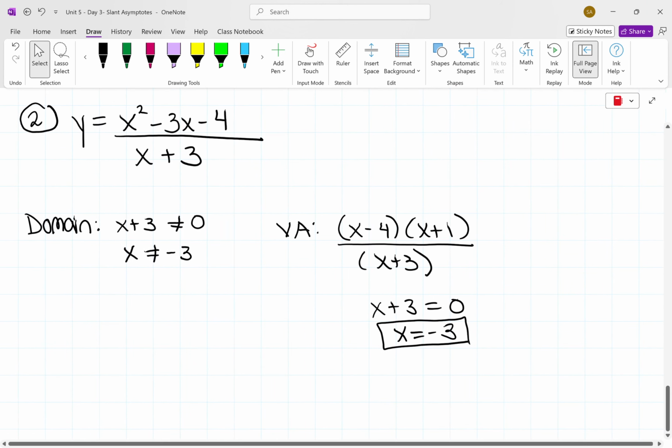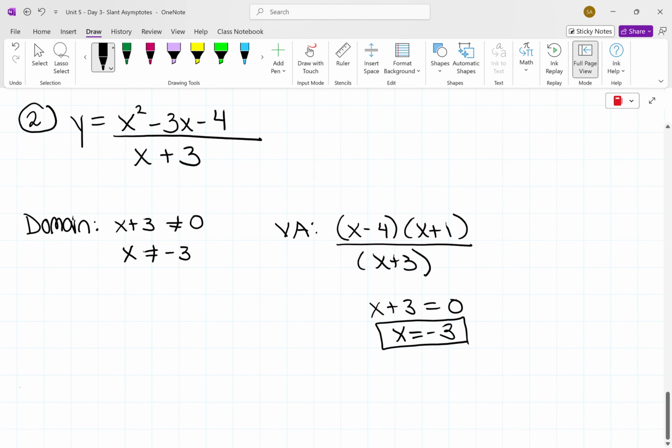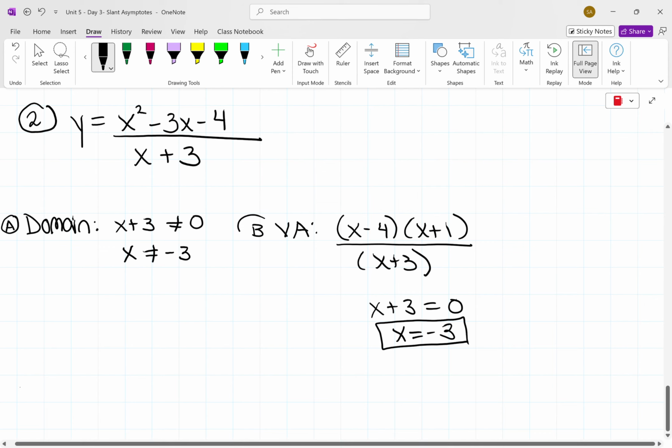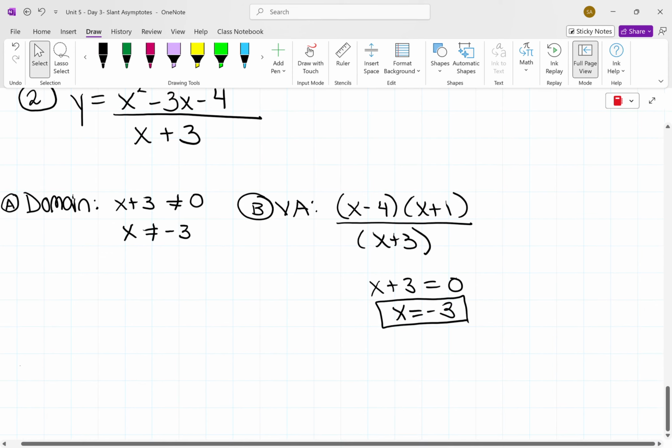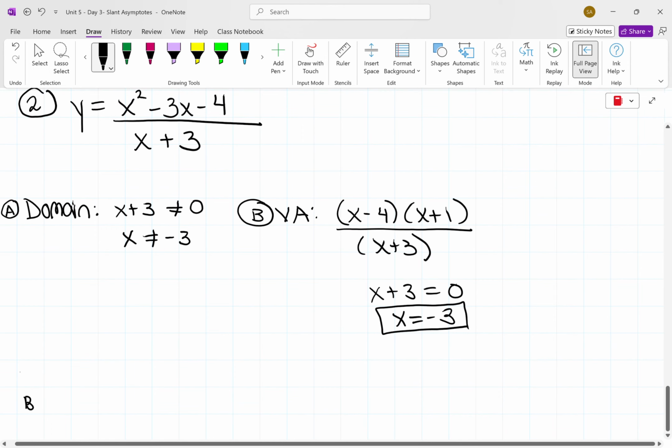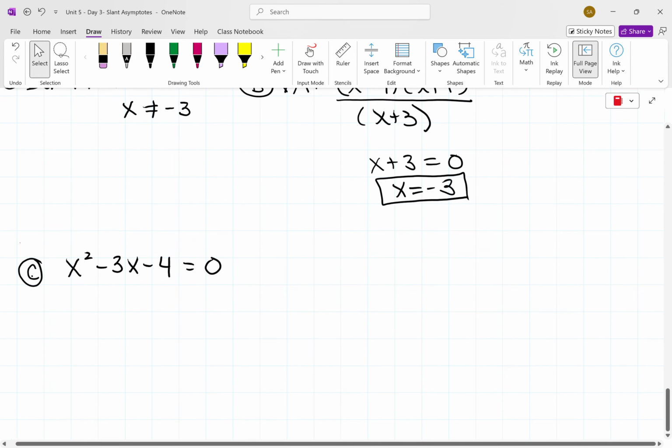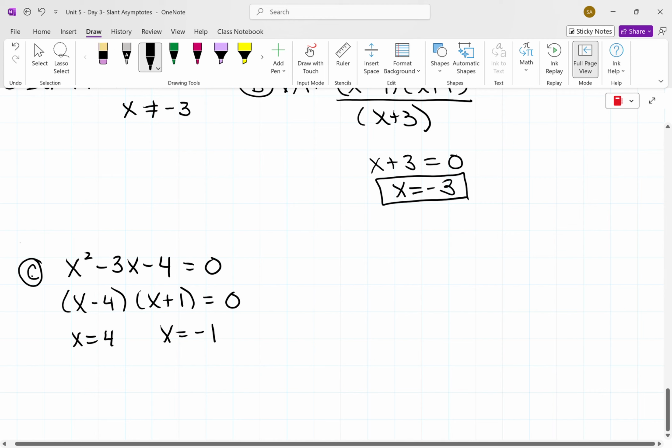All right, so we have our domain, we have our vertical asymptote. The next thing we want to do is find the zeros. For the zeros, that's when we set the numerator equal to 0. x squared minus 3x minus 4 equals 0. So once again, we're going to factor. So x will equal positive 4 and x will equal negative 1.